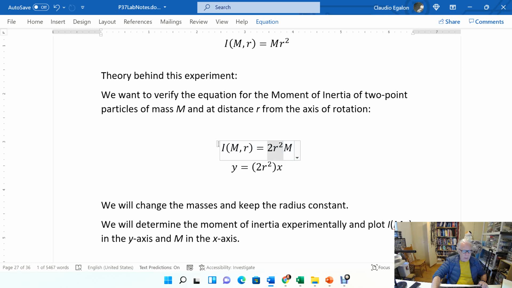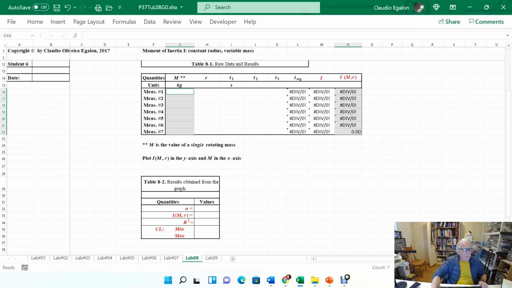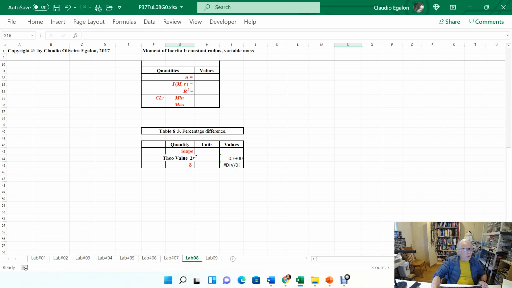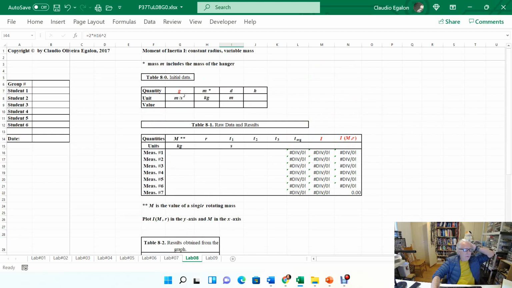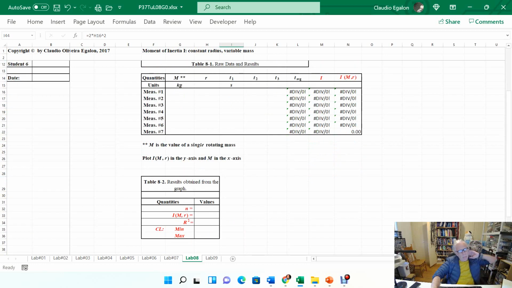And that's the slope that you have to put right in here in this equation, in this table. Watch out for the delta, which is the percentage difference. The theoretical value of 2r squared is calculated directly from here with constant r.